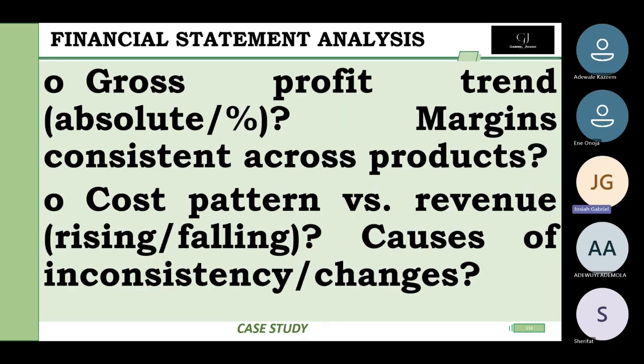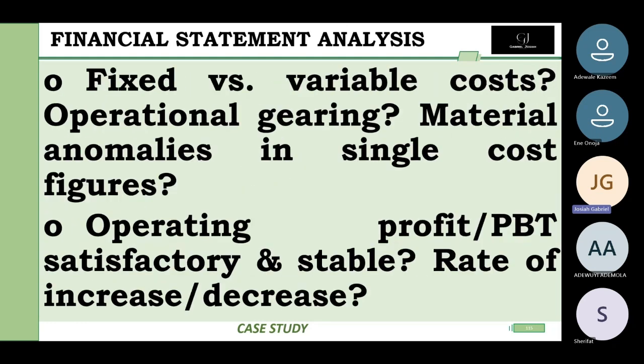The gross profit and the trend, are they absolute or in percentage? Is it higher than the direct cost or the cost of goods sold? The margins, are they consistent across the products with the cost? Look at the cost pattern versus revenue. Is it rising or is it falling? What is causing the inconsistency or changes? These are detailed analyses you need to perform.